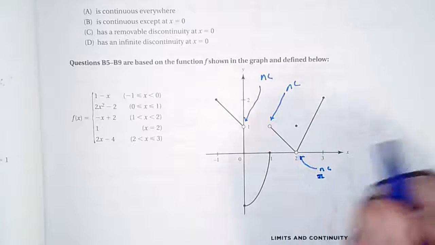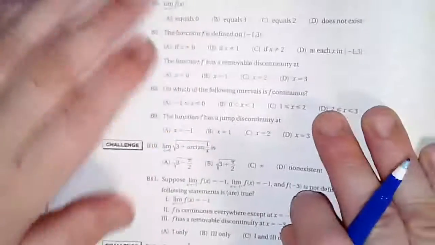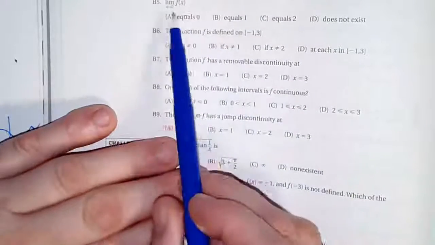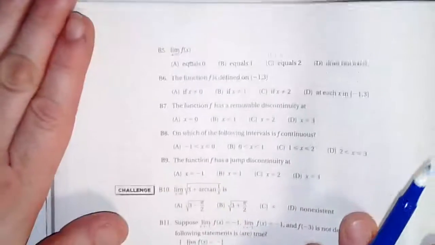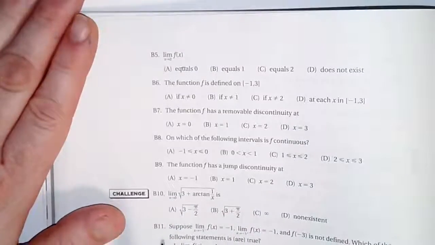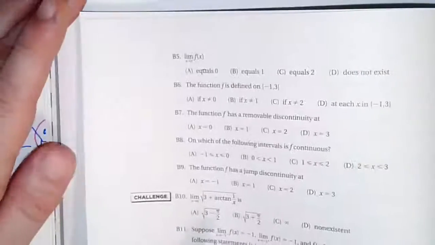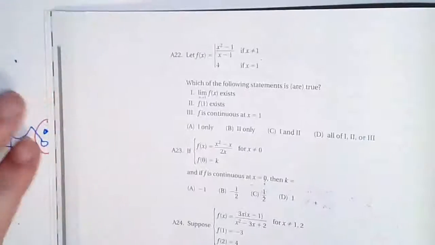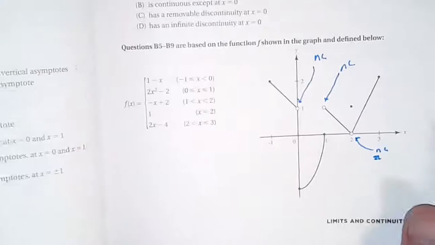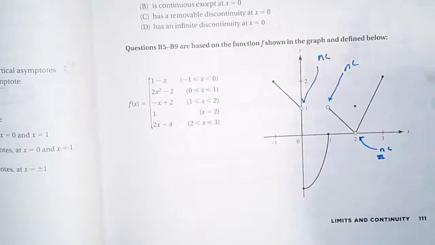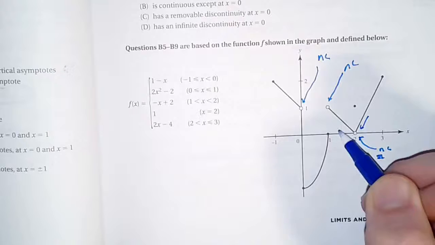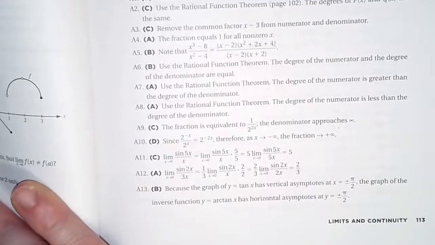So let's see what type of questions they're asking me about on this one right here. And I'll keep flipping back and forth so you can see. This is page 111, by the way. B5, the limit as x approaches 2 of f of x. So if I look back at the problem, does it head towards the same value right here? As x approaches 2 from both sides, the height of the graph approaches 0. So the answer for B5 equals 0.